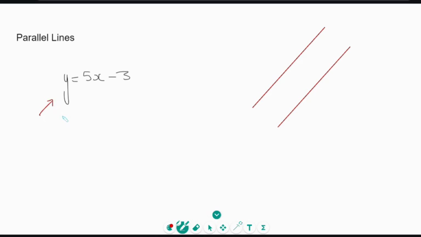Well now, parallel lines have the same gradient, so as long as the gradient remains the same, it doesn't matter about the y-intercept. The gradient of this line here is 5, so the gradient of our second line needs to be 5. So it could be any equation with the same gradient. These would all be parallel lines because they would have the same steepness.